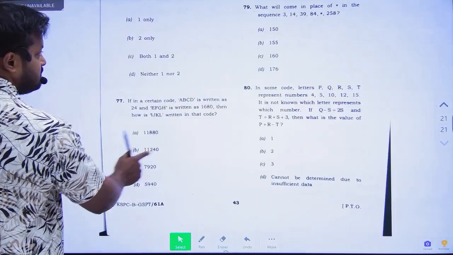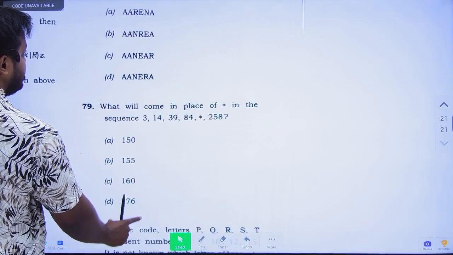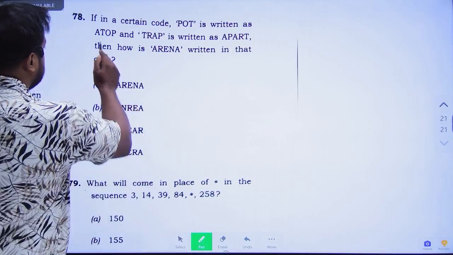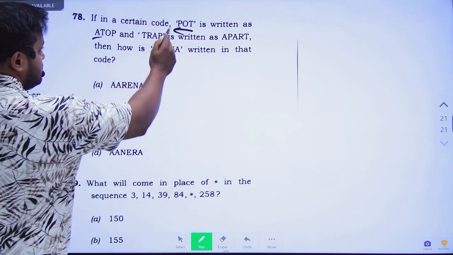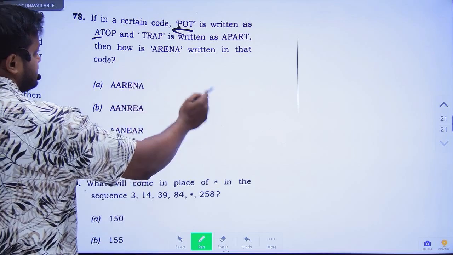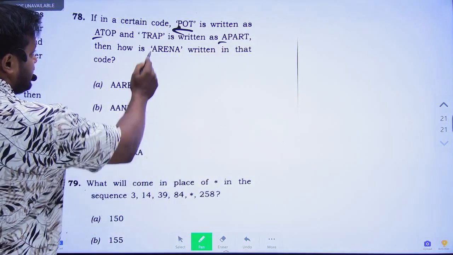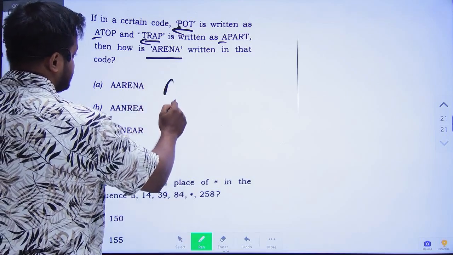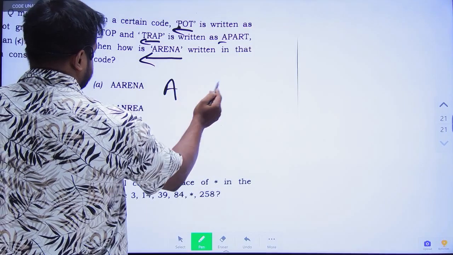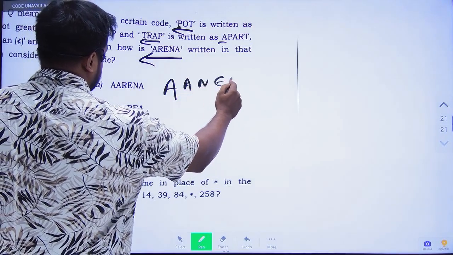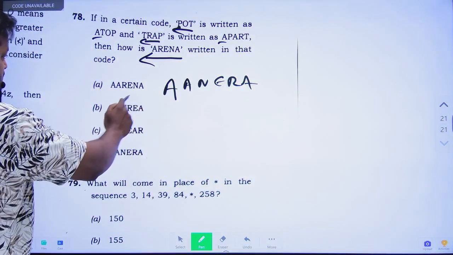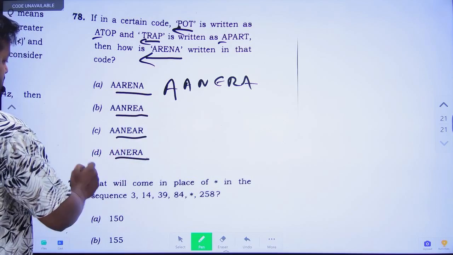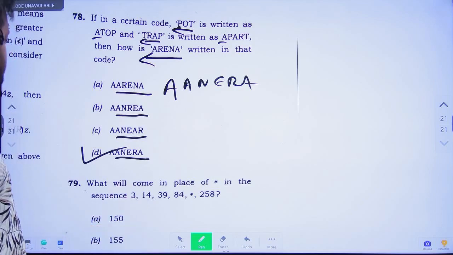Then 77 is done. 78. In a certain code, pot is written as ATOP. This is in reverse order, TOP. Trap is written as A initially and then PART, means again reverse order. So arena will be written as initial letter A, then in reverse order, A-N-E-R-A. So this is the answer. Option D is correct. Fine. Option D is correct.